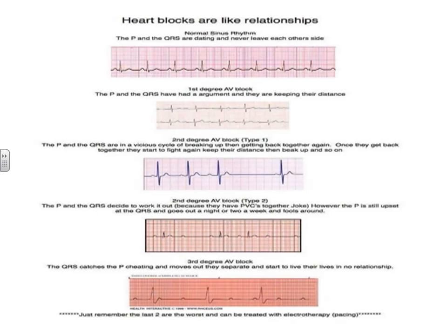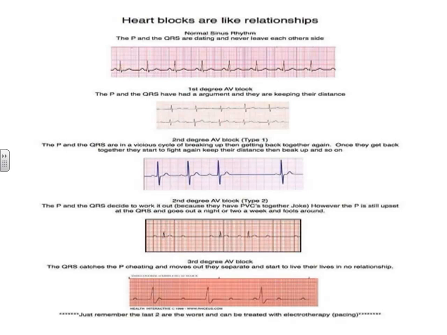Your type 1 second degree, the P and the QRS are in a vicious cycle of breaking up and getting back together. They argue. They keep their distance. They keep their distance. Then they're off. But then they start back together.